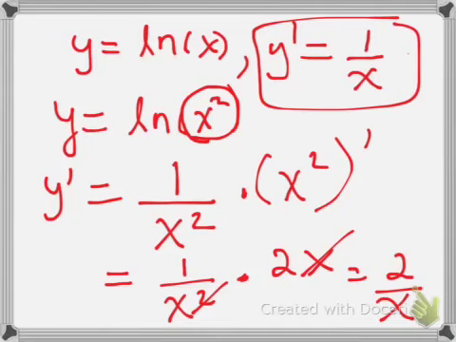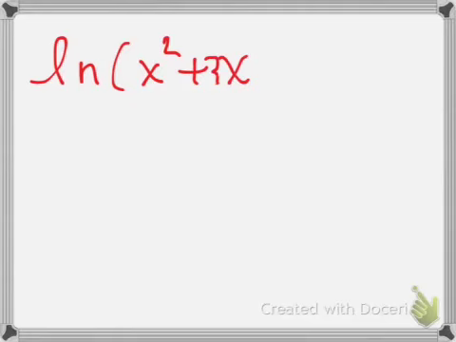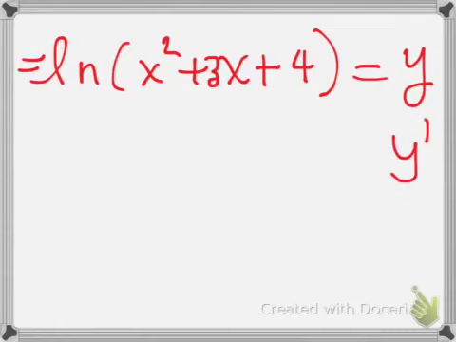It's still 2 over x. Let me do one more. For example, I have natural log of x squared plus 3x plus 4. What will be the derivative of this? Let's say this is y, so I'm looking for y prime.